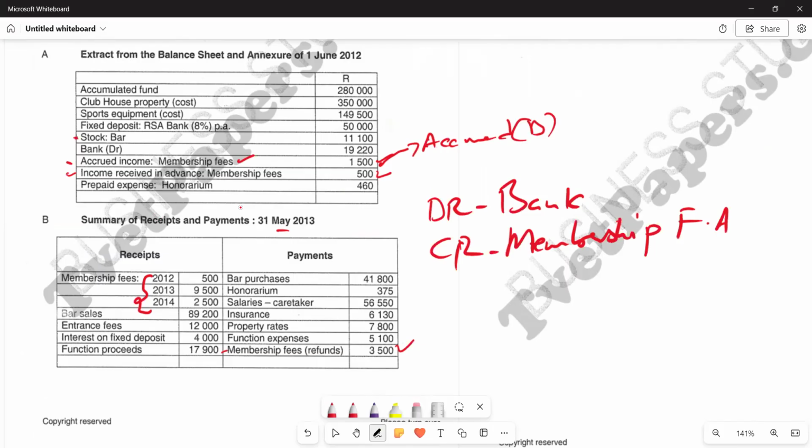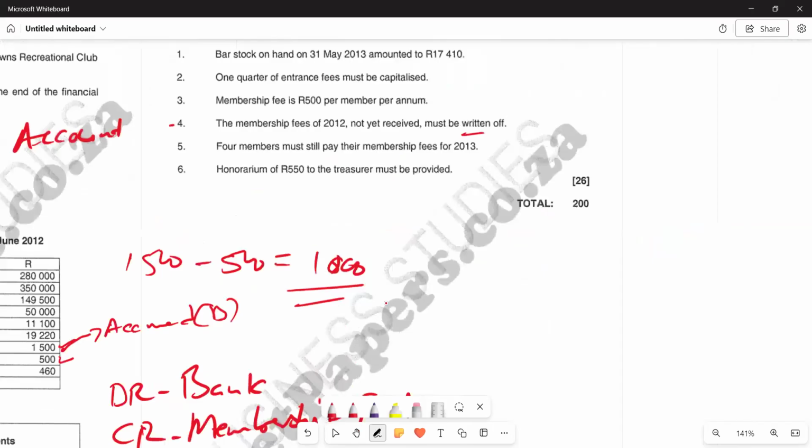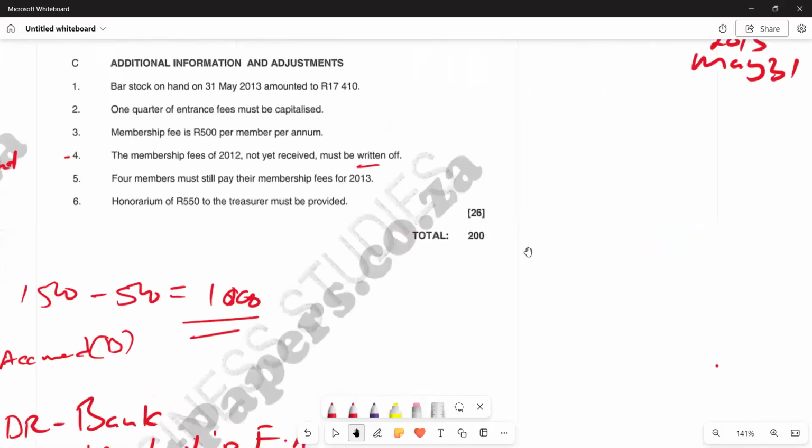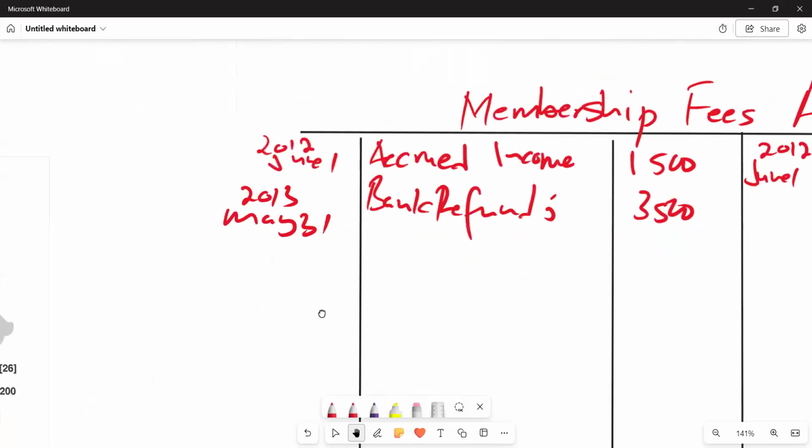For 2012, we only received 500. So it means we've got 1,500, which was not yet received, but we only received 500. So the difference is the one that is still outstanding, and that has been said in the additional information that must be written off. So 1,000 must be written off, according to the information that membership fees of 2012 not yet received must be written off. We are saying membership fees written off should be on the credit side of the membership fees account.